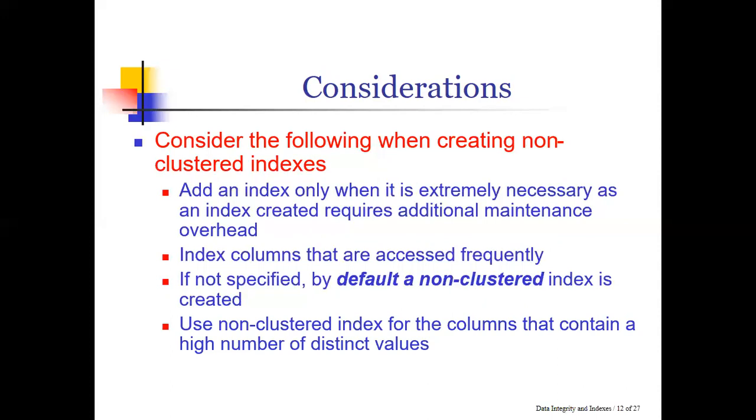Okay, apart from that, I said when you define a primary key constraint or a unique constraint, that will also create an index automatically, and that is going to be a clustered index. I'll show you that practically also. Use a non-clustered index for the columns that contain a high number of distinct values. Yeah, this was the important point.